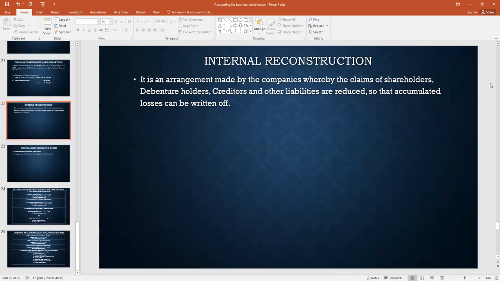When companies are suffering from a huge amount of loss, the first step is that they try internally to reduce the losses by reducing the claims of shareholders, debenture holders, creditors, and other liabilities. After that, if internal reconstruction is not able to help the company absorb its losses, then the company should go for external reconstruction.